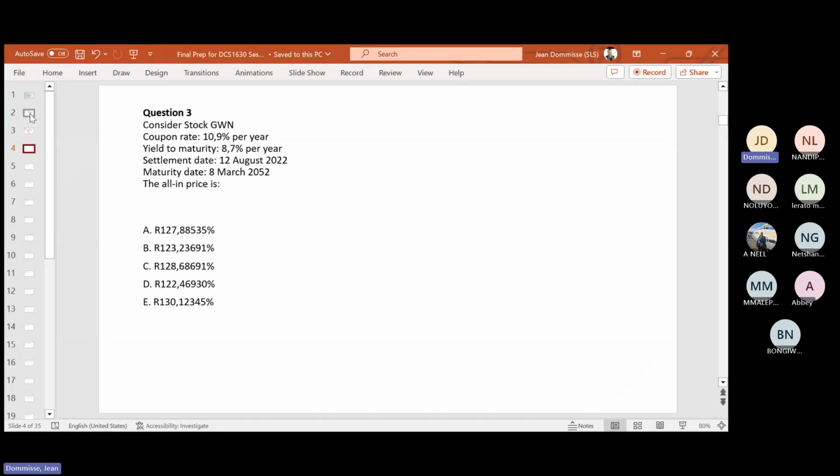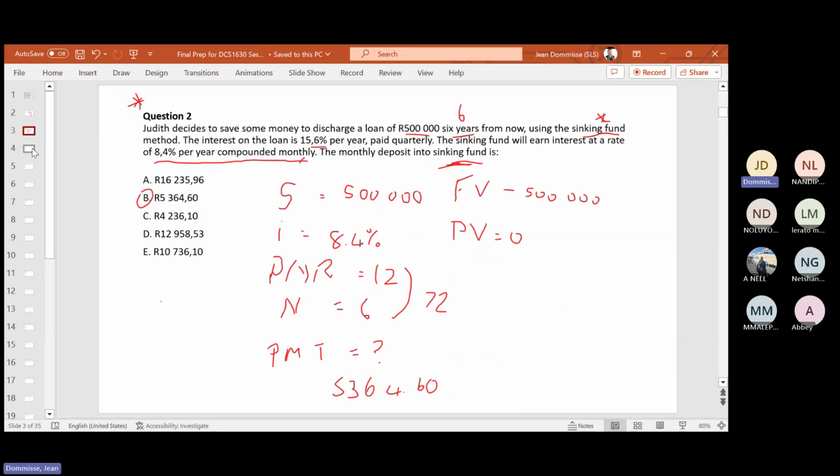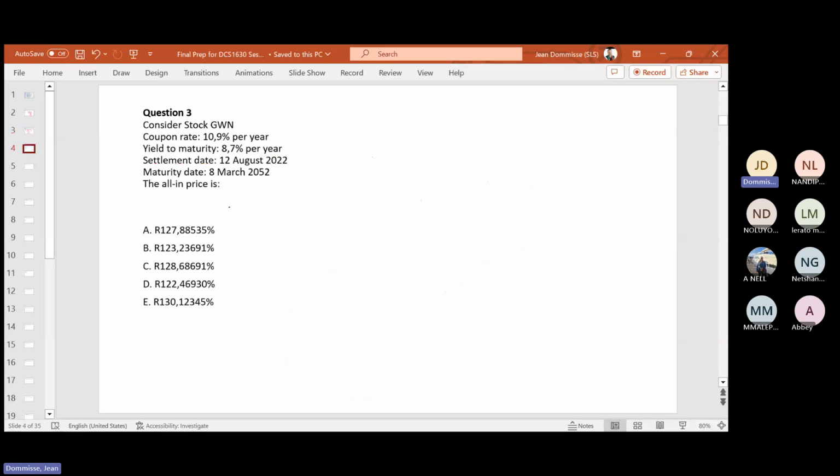Okay, so we've done simple discount, then we jumped to sinking funds, and now we work with coupon and coupon rates. So again, you can see even in nearly the first questions, and this was, I think, one of the supplementary exams, the first few questions are really not in any order.